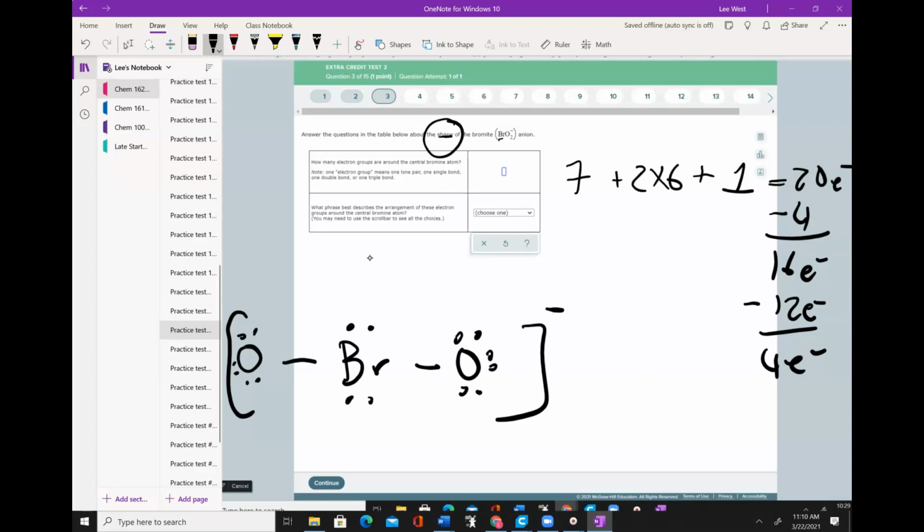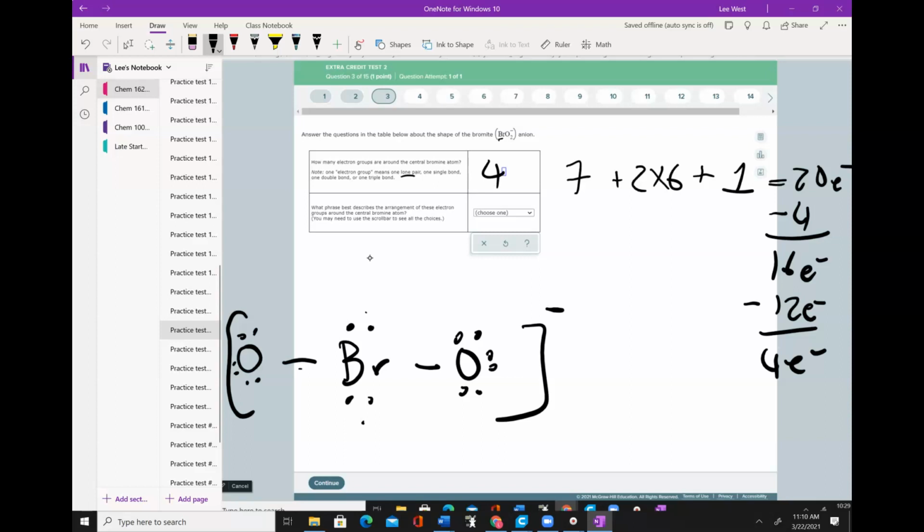All right. So this question is a little bit different. It says how many electron groups are around the central bromine atom, and then it gives you a bit of a prompt, right? It says that an electron group means 1 lone pair, 1 single bond, or 1 double bond. And what I can see here is around the central bromine, I've got 1, 2, 3, 4, right? Because an electron group is a lone pair or a bond of any type. So I've got 4 electron groups.